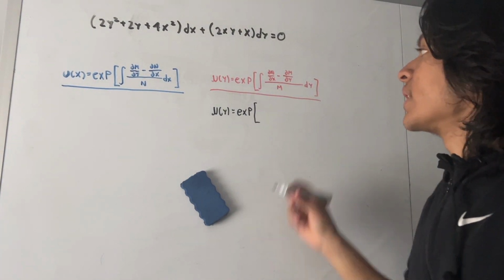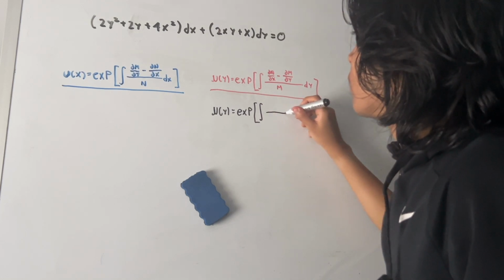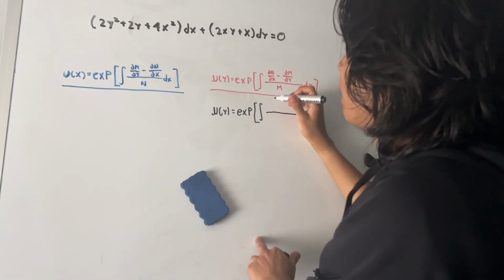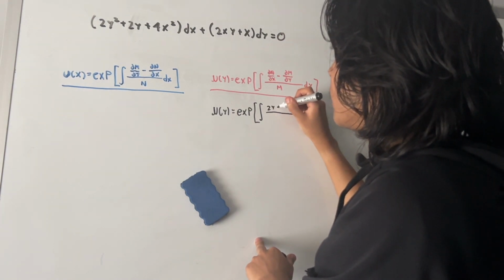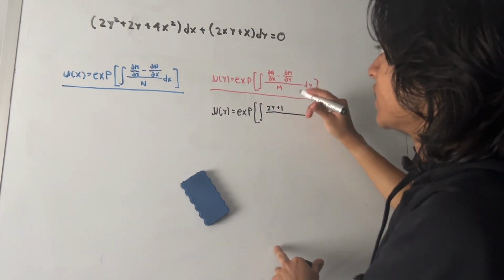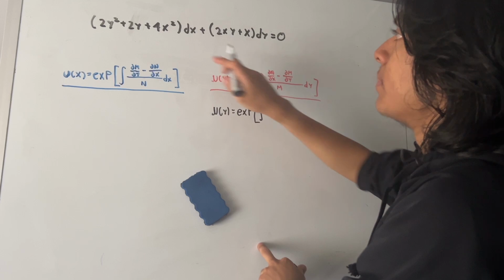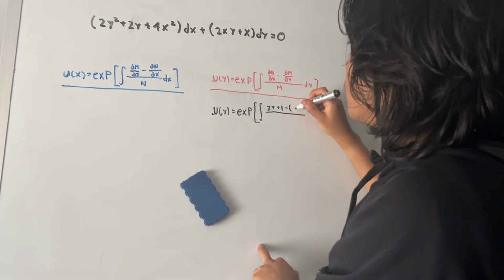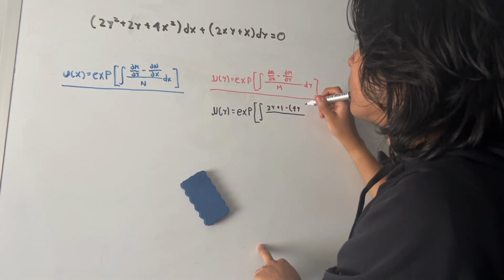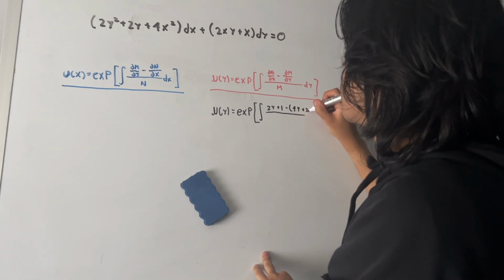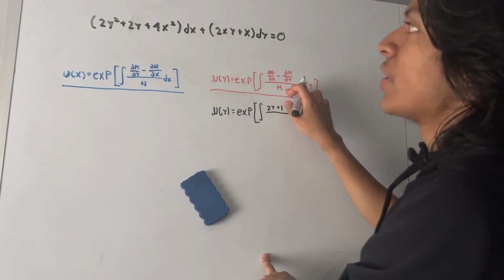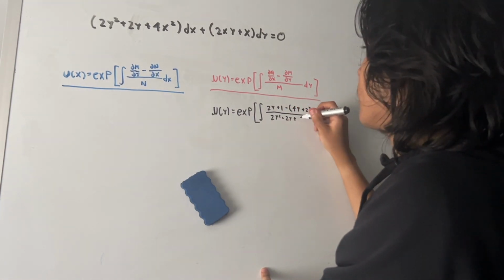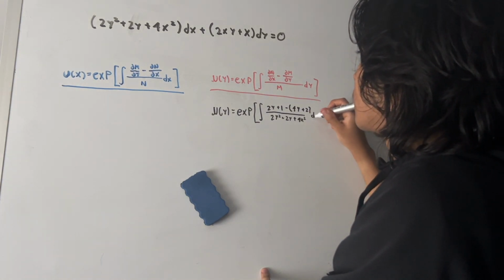And it's really just a bunch of plugging in. So we have partial of n over partial of x. This right here would get us 2y plus 1. I'm going to put this minus right here. And then partial m partial y is going to be 4y plus 2. And then we're just going to put our m function on the bottom. So 2y squared plus 2y plus 4x squared dy.